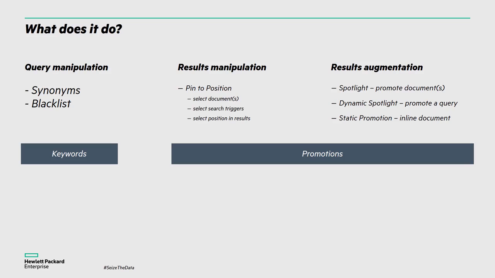The final type is static promotion, where you can create a document inline that doesn't need to exist in your Haven OnDemand or IDOL index, which is for showing very short messages. For example, when somebody searches for canteen, just show a message saying the canteen menu is here, because that's probably what they were looking for.